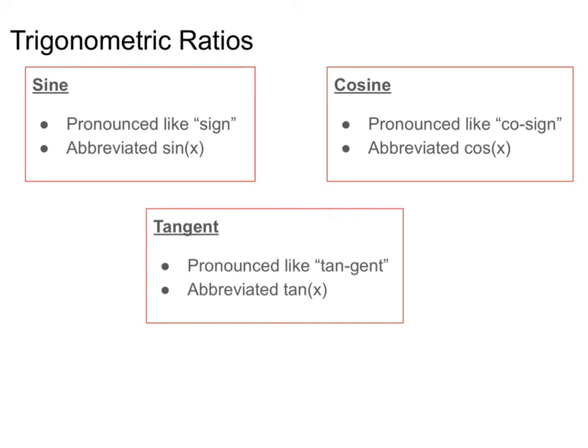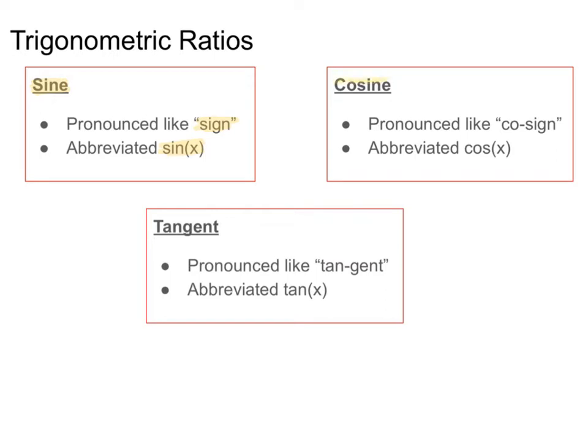Now for the next part, we're going to set up trigonometric ratios. But first we need to discuss what those trigonometric ratios are. The first trigonometric ratio we have is called sine, and it's pronounced like the word sign, like a stop sign. And it's abbreviated as sin of x. However, you need to make sure you are pronouncing it correctly, like sine.